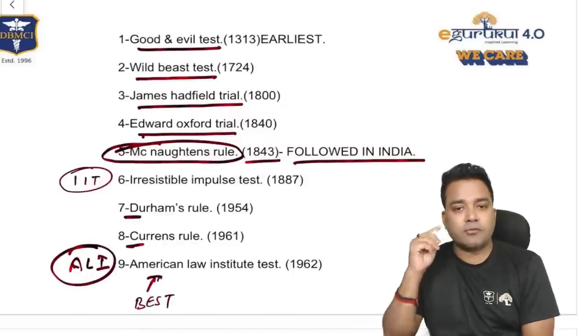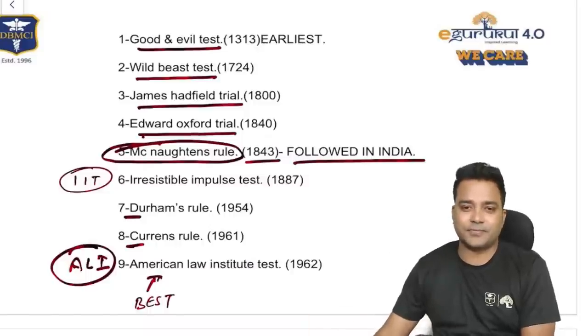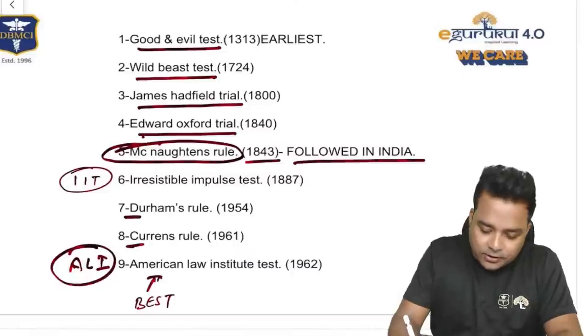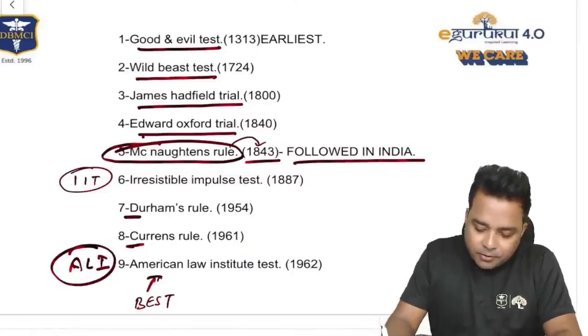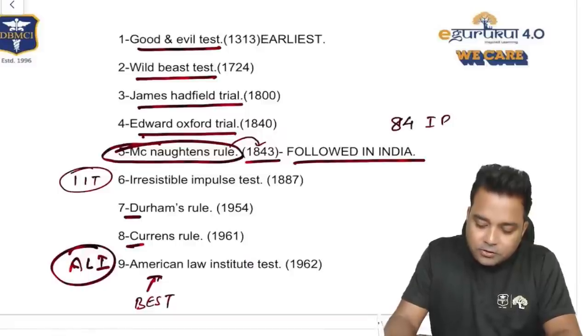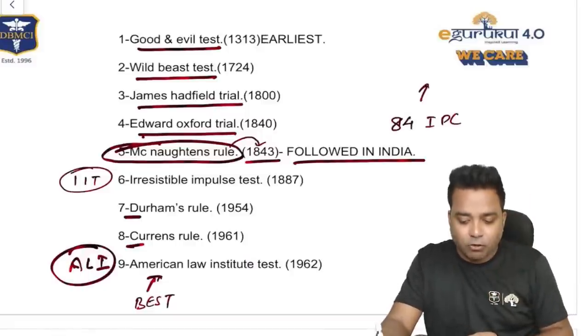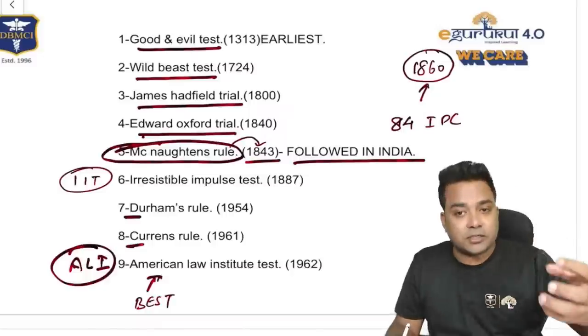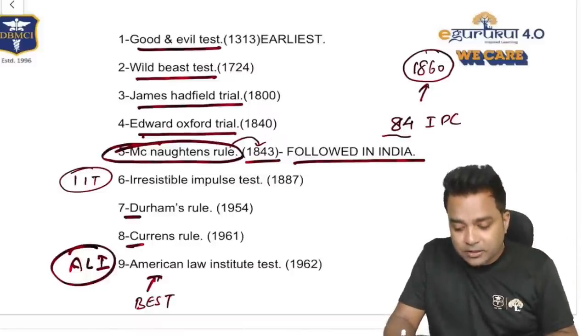McNaughton's rule was formulated in which year? Answer is written over here, 1843. But if I frame a question that 84 IPC was formulated in which year? Your answer should be 1860, when all the IPC sections were made by Britishers. Britishers utilized one of their case judgments in the form of 84 IPC.